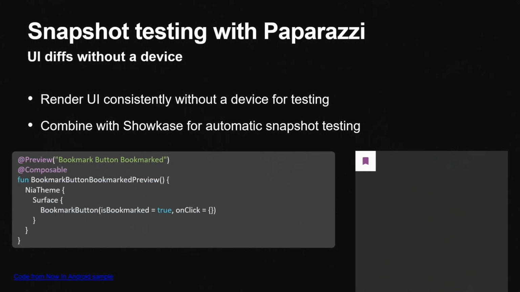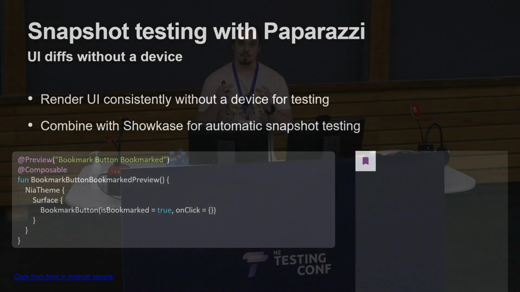And what that means is if you want to take your views or your composables, render them and then dump them out to an image, for example, you don't need to spin up an emulator for that, and you don't need to worry about differing hardware as well, because these are all running within the context of your unit tests.